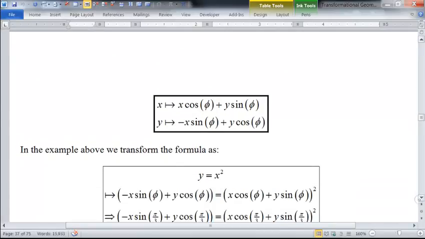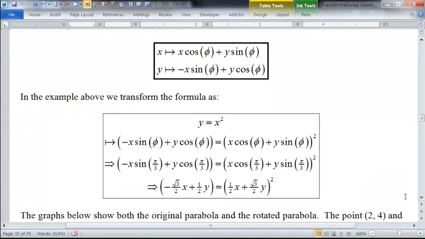Okay, so let's see if we can do that to our y equals x squared formula. So y equals x squared was our original. What's our new relation that's going to graph the rotated parabola? We replace the y with minus x sine of phi plus y cosine of phi, and we replace x with x cosine phi plus y sine of phi. Of course the square's on the outside.